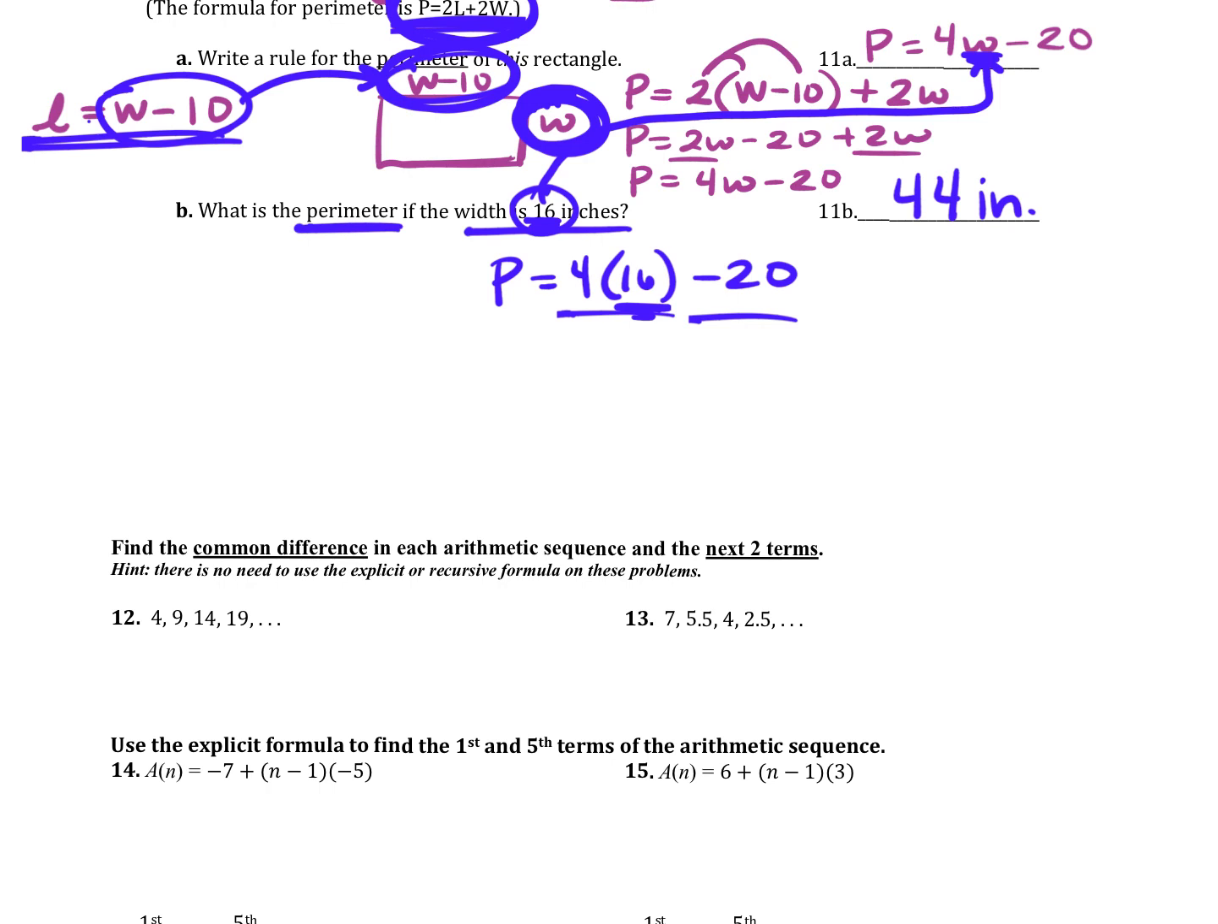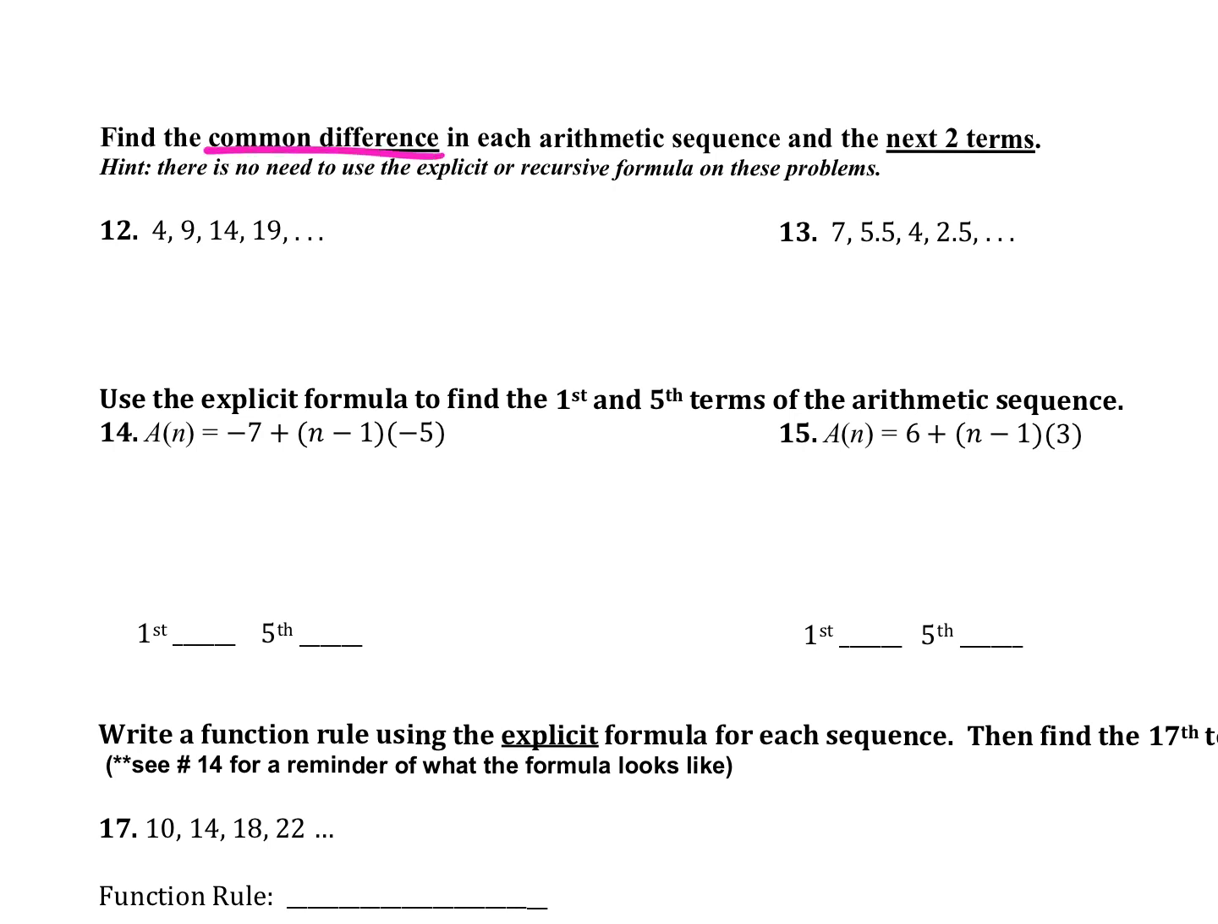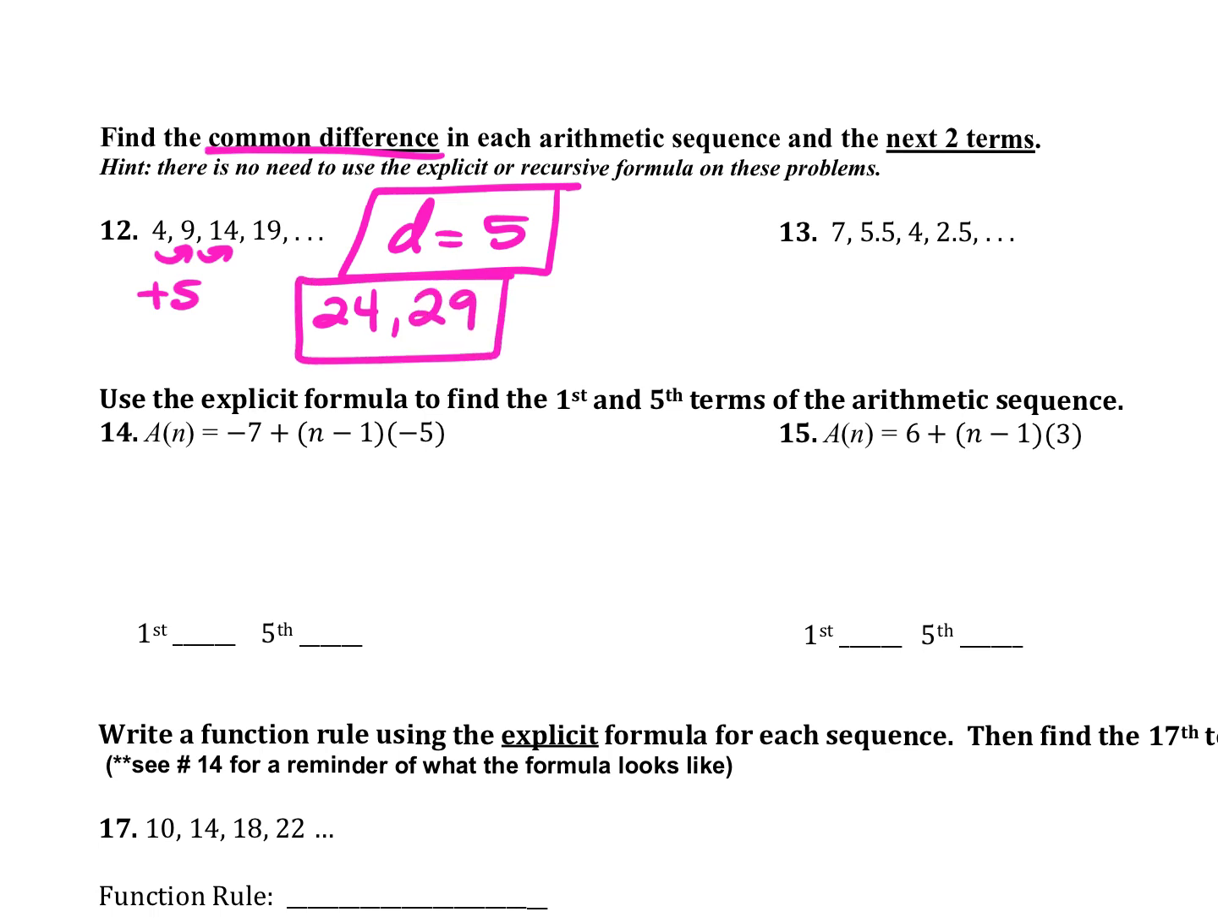Common difference is what you're adding to each number, right? So this says find the common difference. When it says find the common difference, you don't need to plug it into one of your formulas. Just figure out what you are adding by each time. So what are you adding? Plus 5, okay? So your common difference is 5. So your next term is 19 plus 5, so 24. And then the next term after that would be 29, right? So add 5, okay?